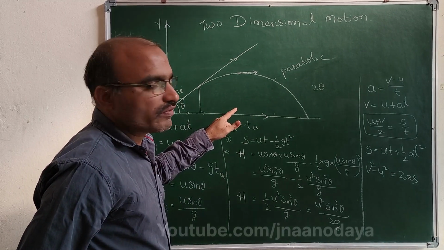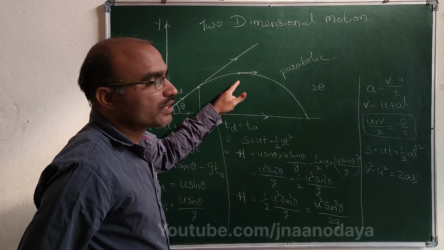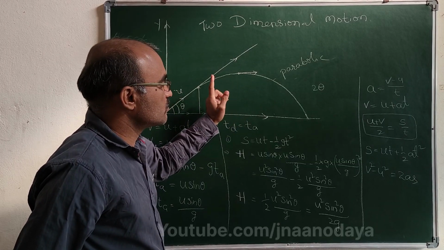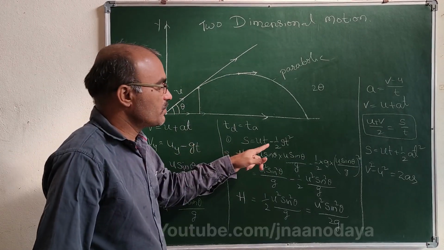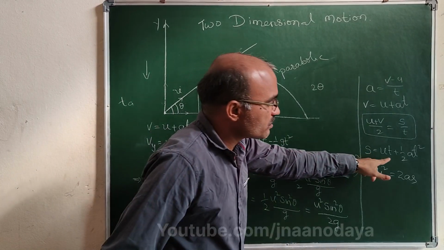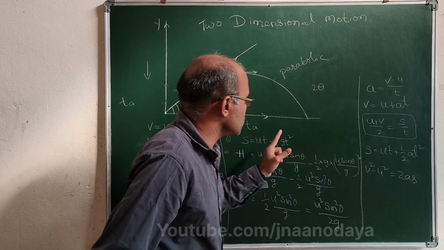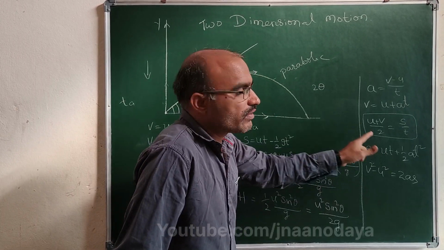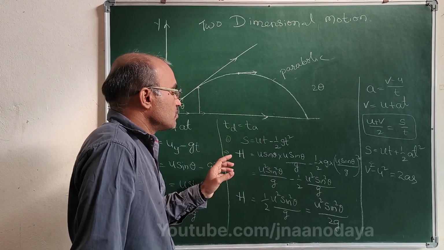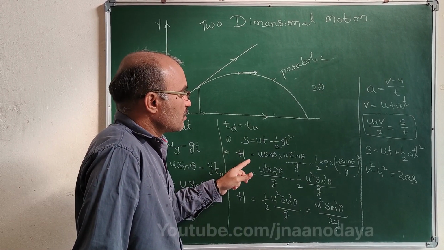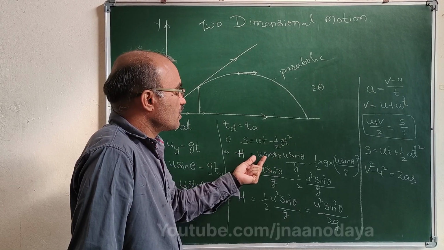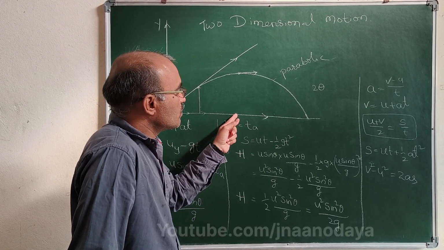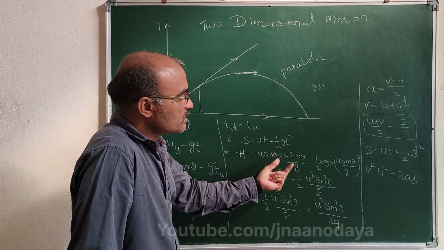Again, for maximum height, you have to consider the velocity only in the vertical direction, not in the horizontal direction, so you have to remember that. Use the formula ut plus half at square, where a will become minus g, and the velocity you should take is the vertical component of velocity only. So for the object to reach some maximum height, some time is taken, no?